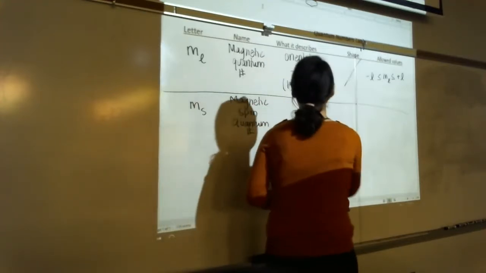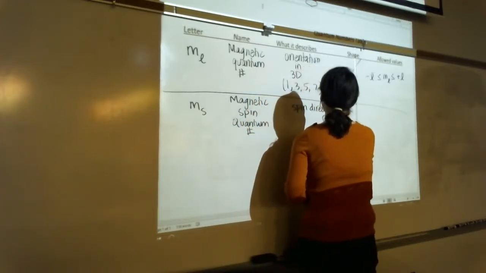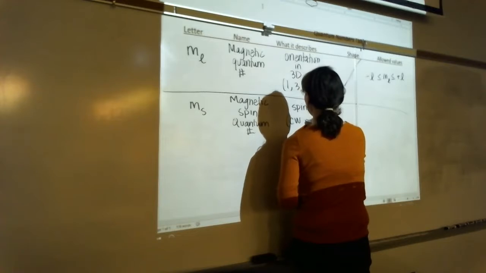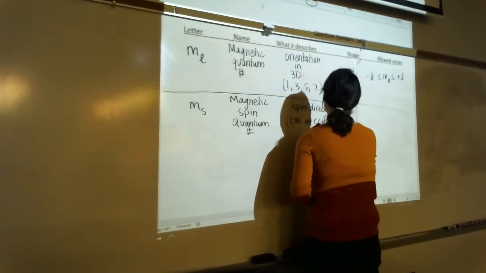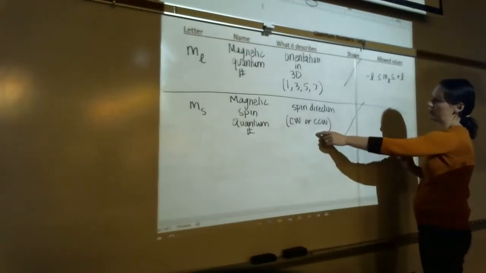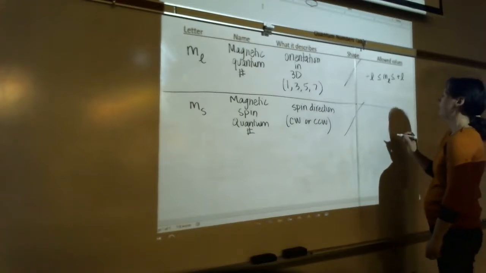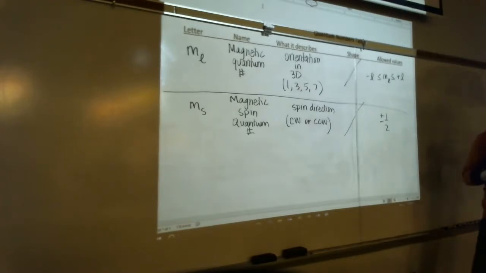What it describes is spin direction. So it's either clockwise or counterclockwise. Again, it doesn't really have anything to do with shape. You can just say it's spinning clockwise or spinning counterclockwise. Allowed values are plus or minus 1/2. Positive 1/2 for spinning one way, negative 1/2 for spinning the other way. That's your only one that's allowed to be a fraction. All your other ones are whole numbers.